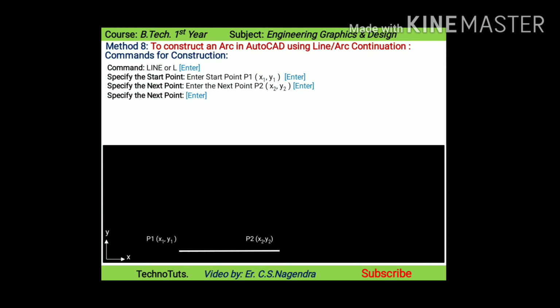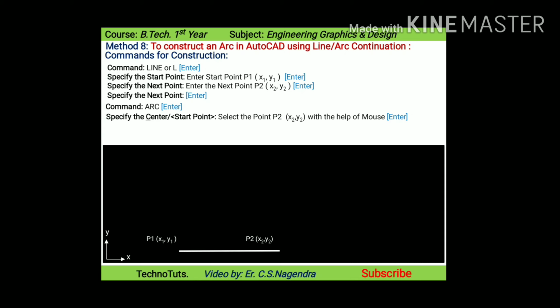Now the computer will again ask you to specify the next point. Just press enter key because you have to come out of the line command. After pressing enter key without typing any letters, you will get out of the line command. Now you have to construct the arc also. So at the command prompt type arc and press enter key. The viewport will again be activated on the screen.